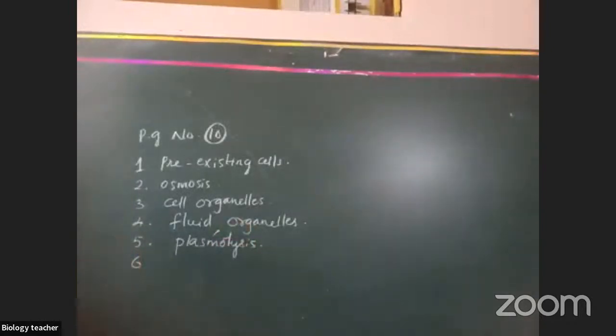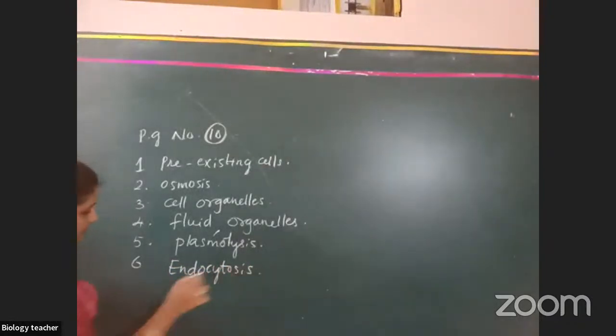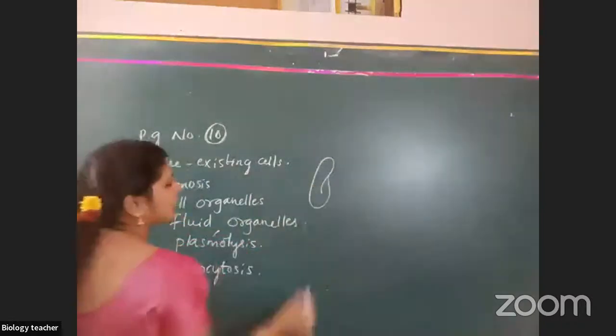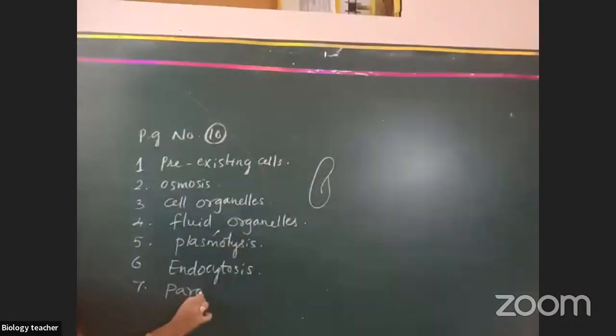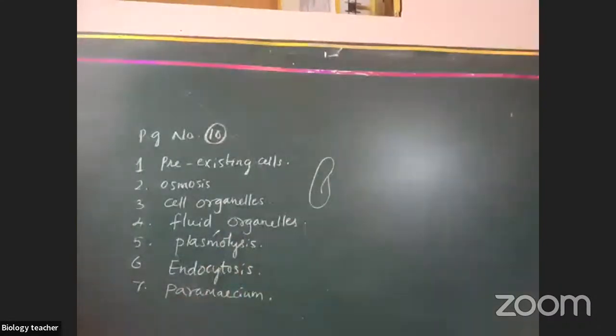Next, sixth one. The process by which amoeba can engulf a food particle is known as endocytosis. Seventh one. Dash unicellular organisms is in slipper shape. Which are in slipper shape? What is this known as? Paramecium. So note down.